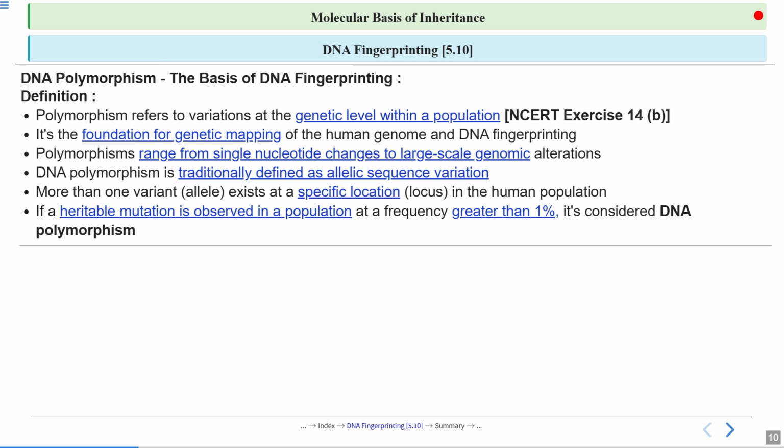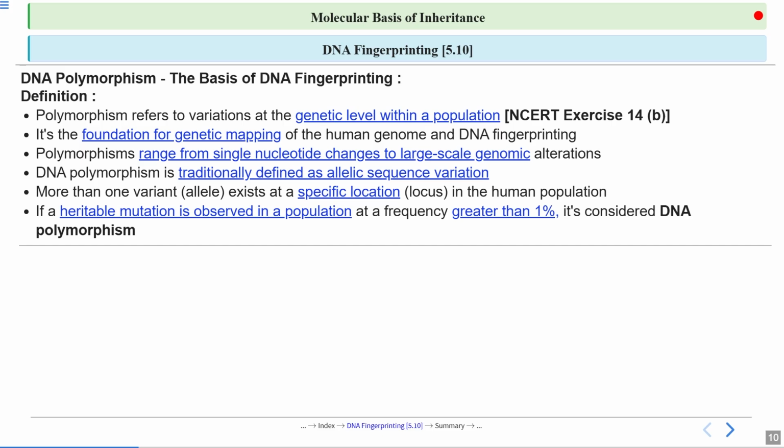Then it happens at a specific position on the DNA. This is what we call locus. We know that these alleles exist at specific locations, what we call locus. The same gene location can have different versions in different people, because now we say this is the allelic sequence variation. So at the same position, at the same locus, they can have different versions in different people, because we know there is variation in the alleles that exist.